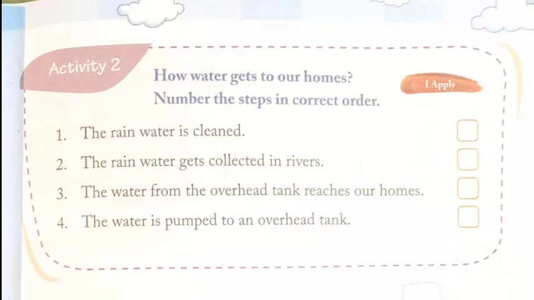So let's recall the lesson and the process through which we get the water, and we have to rearrange them. The first step that actually happens is that the rainwater gets collected in rivers. Then step 2 is the rainwater is cleaned. Then step 3 is the water is pumped to an overhead tank. And step 4, the water from the overhead tank reaches our homes.